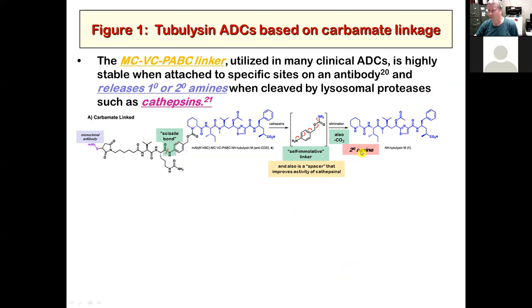And this is a key point. What kind of amine do we get? A secondary amine. See that, the secondary amine? And this is called tubulysin M, and that's compound number one in the paper. All right, that's going to come back in a second.